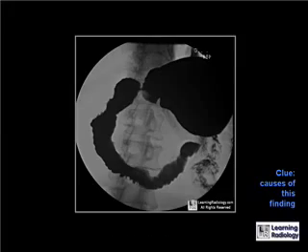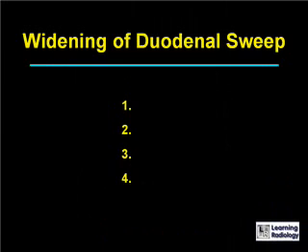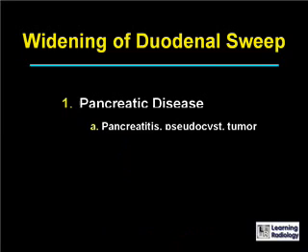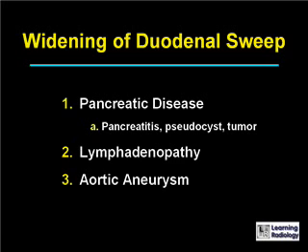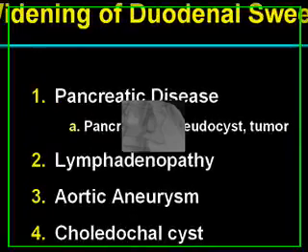This is the next differential diagnosis. The differential is for widening of the duodenal sweep. There are 4 causes listed. The causes of widening of the duodenal sweep include pancreatic disease, such as pancreatitis, pseudocyst, or a tumor of the pancreas, lymphadenopathy, an aortic aneurysm, or a choledochal cyst.